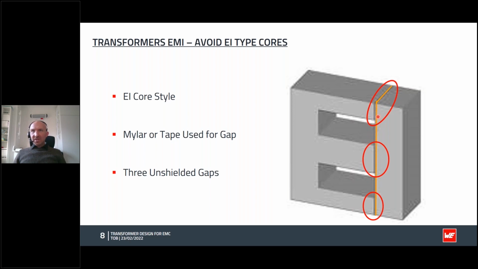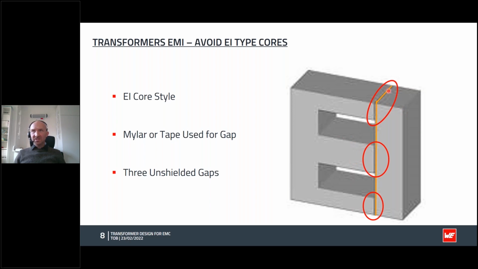But in this case, we actually get three separate air gaps. We get one here, one here, and one here. And not only do we have three air gaps, but we also have the air gaps very close to the external sides of the transformer. It's not in the center, it's on the side.